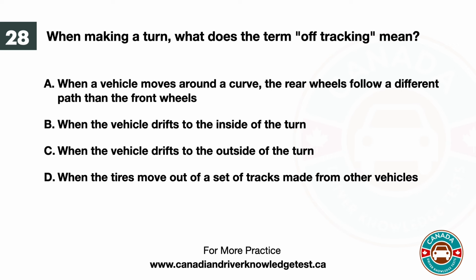Question 28. When making a turn, what does the term off-tracking mean? A. When a vehicle moves around a curve, the rear wheels follow a different path than the front wheels. B. When the vehicle drifts to the inside of the turn. C. When the vehicle drifts to the outside of the turn. D. When the tires move out of a set of tracks made from other vehicles. The answer is A. When a vehicle moves around a curve, the rear wheels follow a different path than the front wheels.